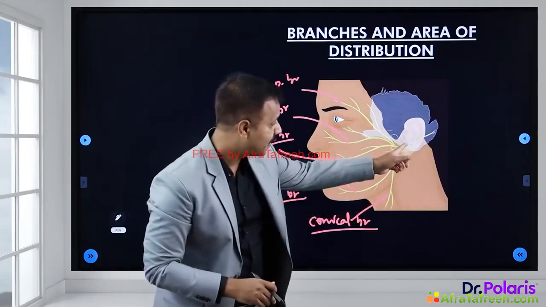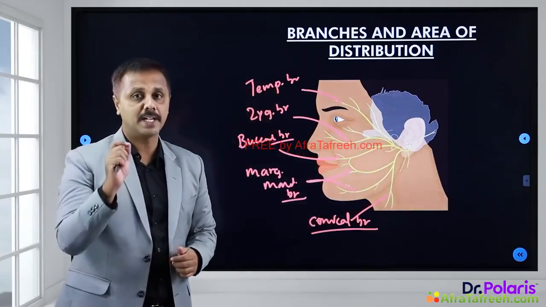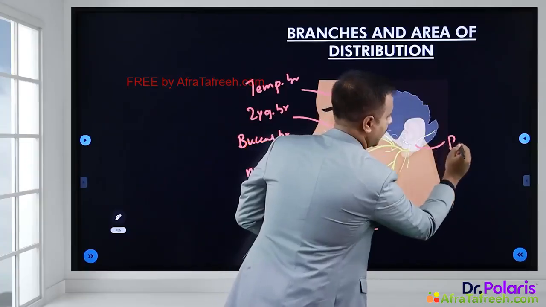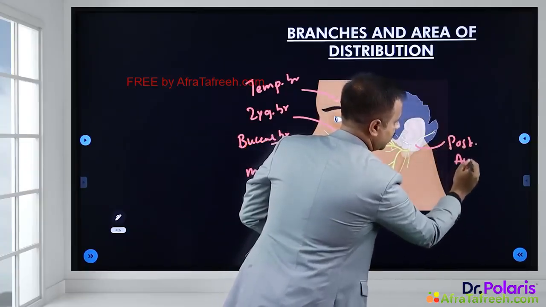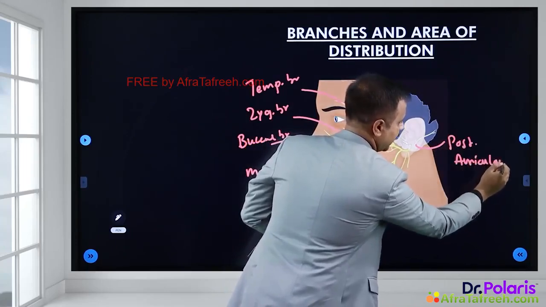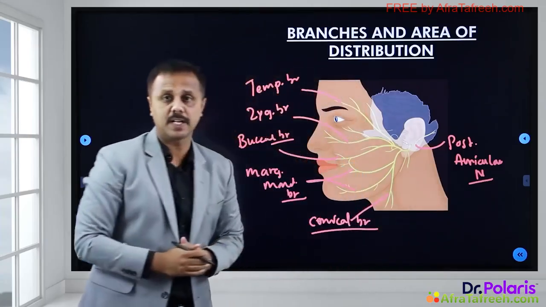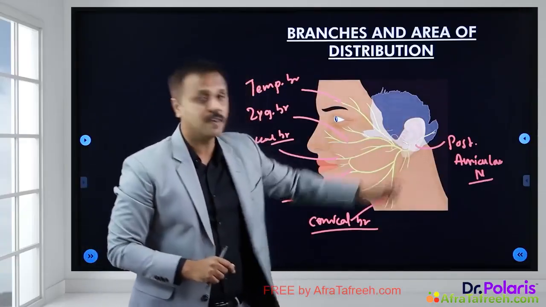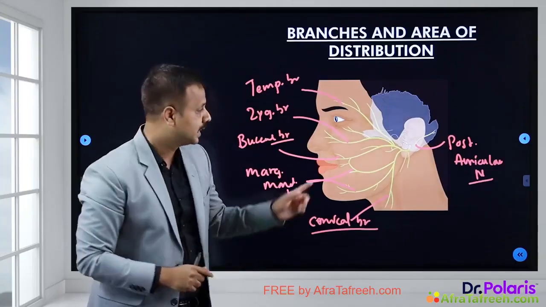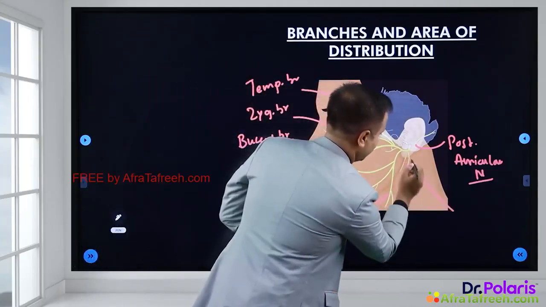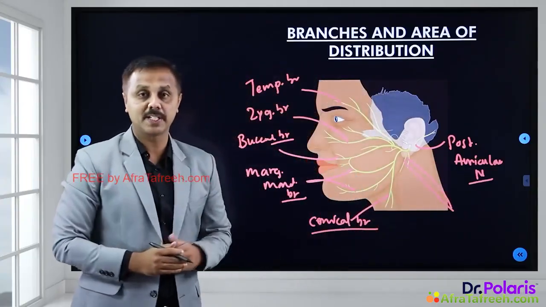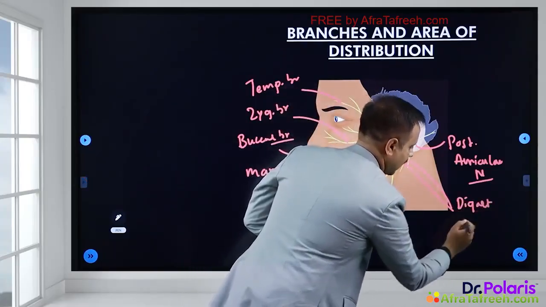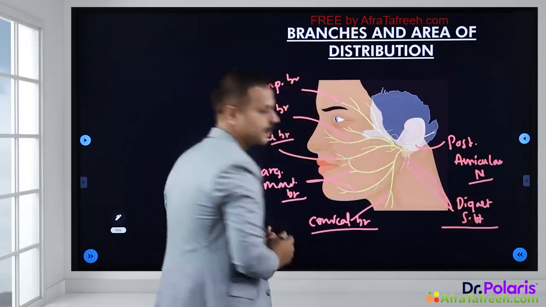Apart from this, as the facial nerve exits the skull, we can identify a few branches. What are they? Now just observe here. This is referred to as the posterior auricular nerve, which is the first extracranial branch of facial nerve. This will supply the muscles of the auricle. Right? Then we can see two branches here. Now, what are these two branches? These two branches are branches to the digastric muscle and stylohyoid muscle.